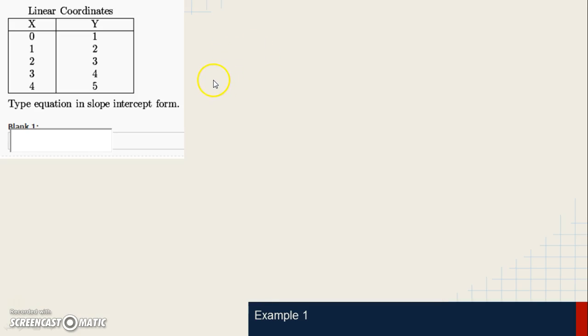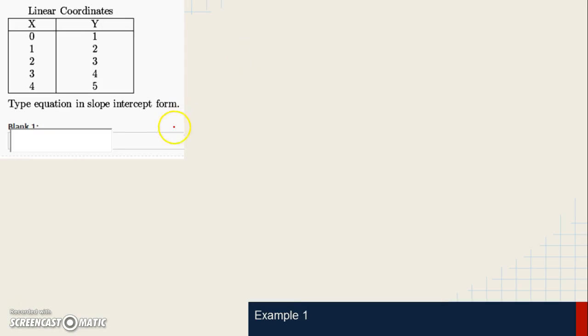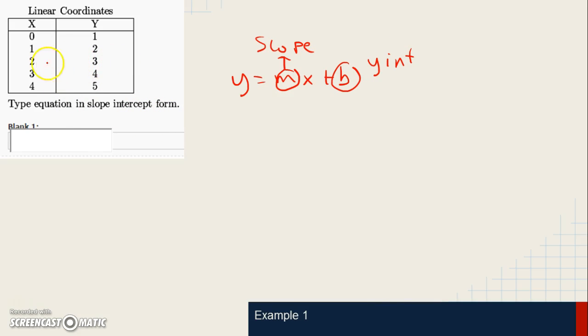So the equations that we'll be typing into the answer blank will be in slope-intercept form, which again is y equals m times x plus b, where m represents the slope of the line and b represents the y-intercept. So we've got to find the slope and the y-intercept. And there's lots of different ways to do that, so I'm going to show you numerous ways throughout this video.